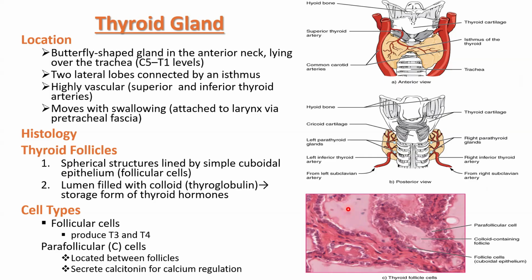And in the lumen of these thyroid follicles, you will have colloid. As you can see, a colloid-containing follicle. And then on the periphery, you'll have these parafollicular cells.